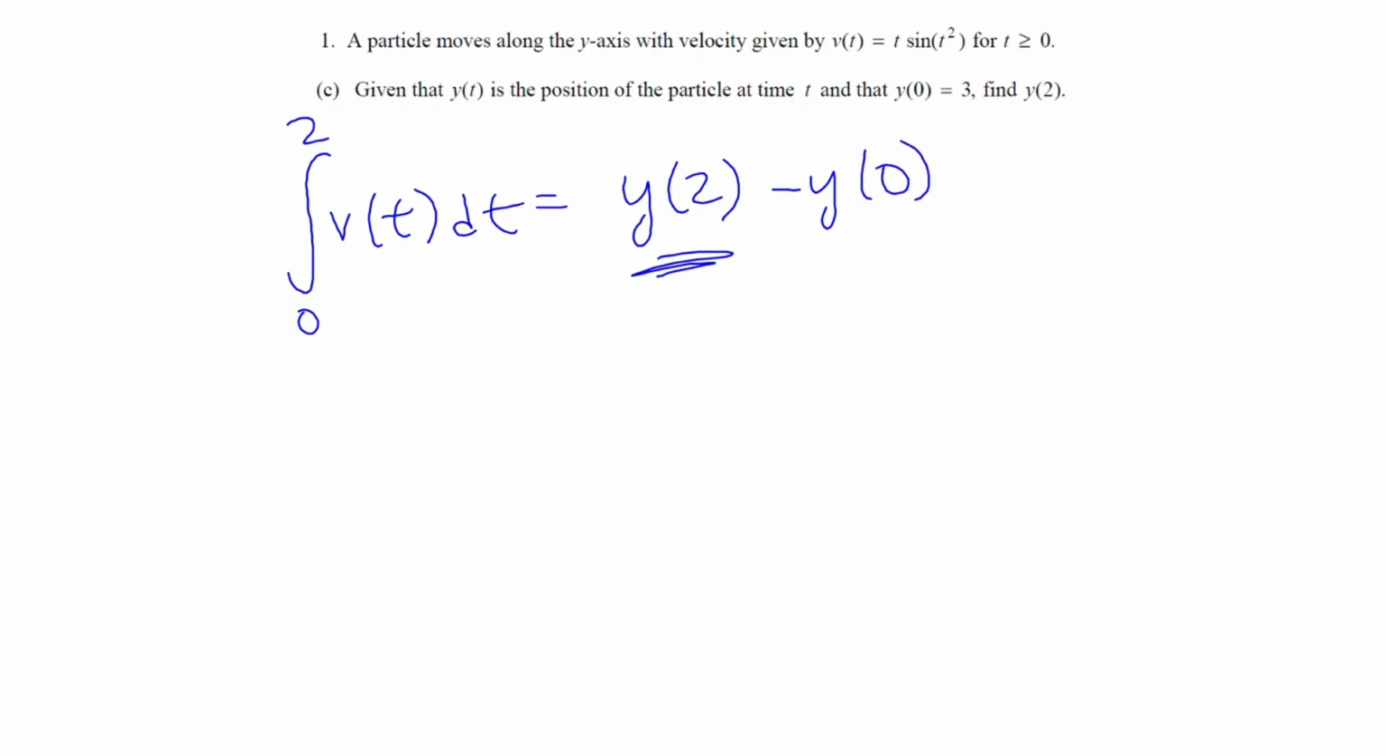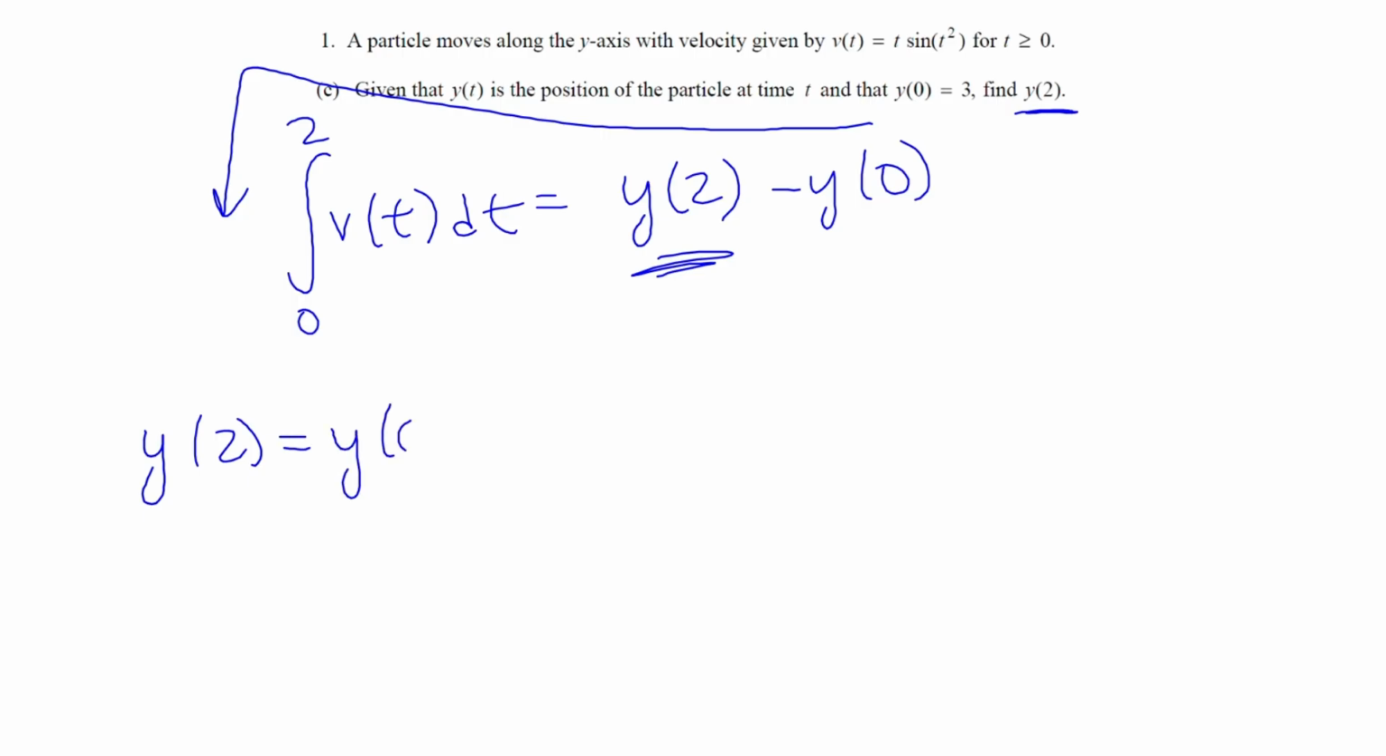Well, if we want y of 2, because that's what it says to find, just add y of 0 over to the other side of this equation. We want y of 2, which is going to be y of 0 plus the integral from 0 to 2 of v of t dt. You don't actually have to try and integrate that, which is not so bad to do. It's just a basic u sub. We're just going to use our calculator here.